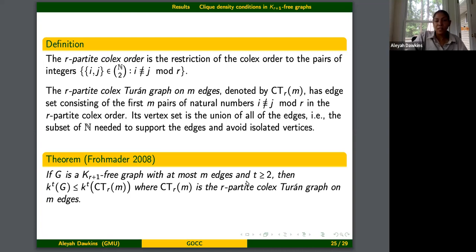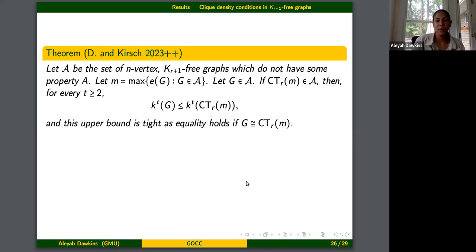So what Rachel and I did was take this theorem and extend it. We wanted to look at K_{r+1}-free graphs that satisfied a property on top of this, and we wanted to show that they also maximize the number of t-cliques. Right? And that's exactly what we did. So we showed that if you have a K_{r+1}-free graph which does not have some property, we'll call it A, and if the r-partite colex-Turán graph does have that property, well, then it's still going to maximize the number of t-cliques over all those graphs. And this upper bound is tight, as equality holds when G is that r-partite colex-Turán graph.